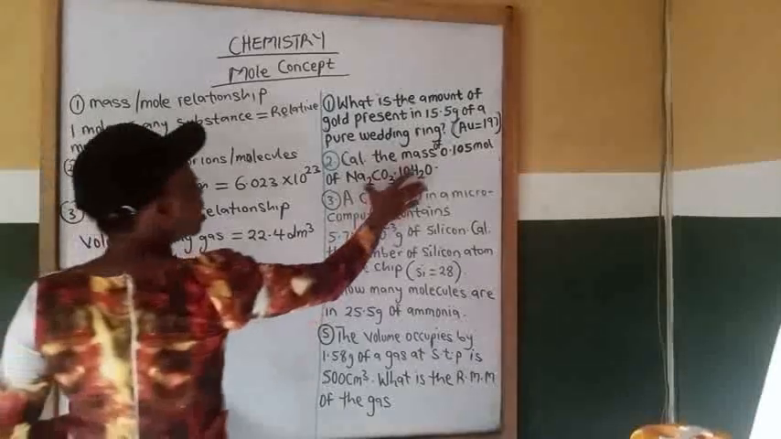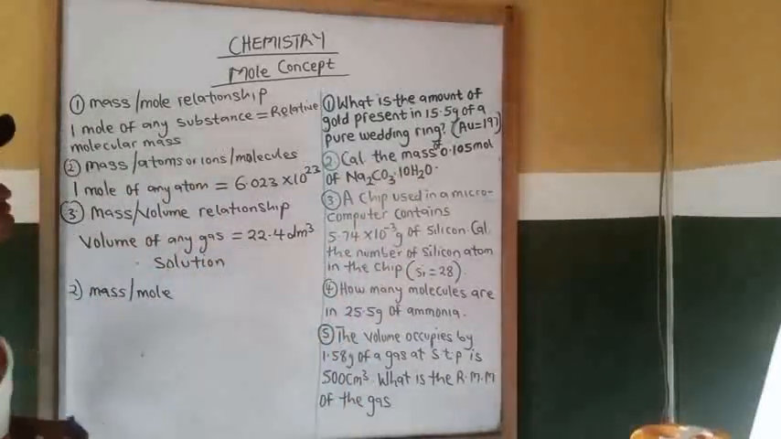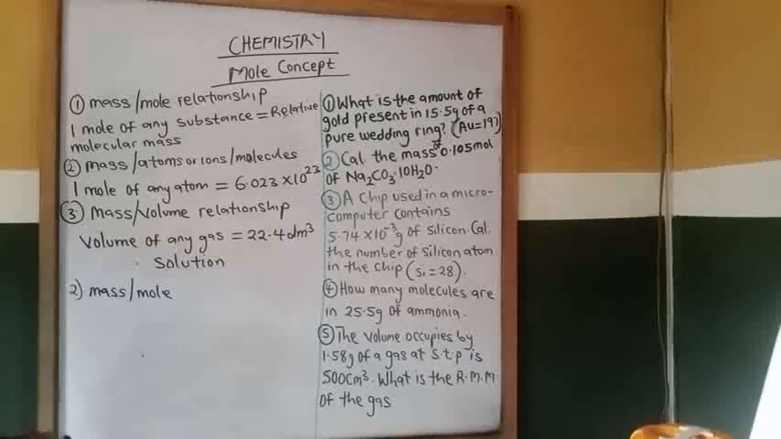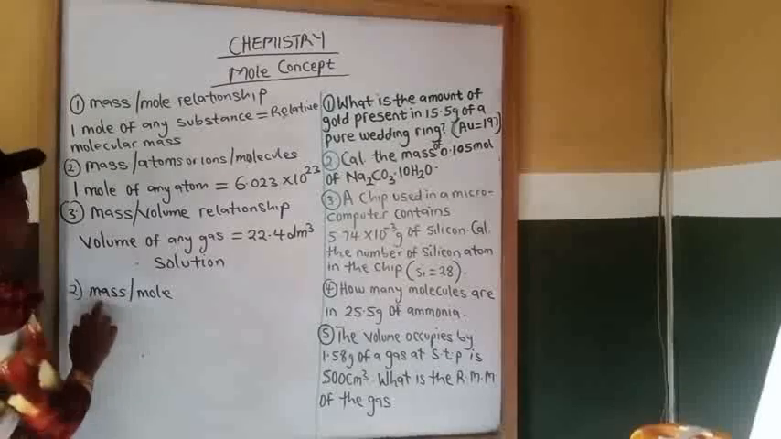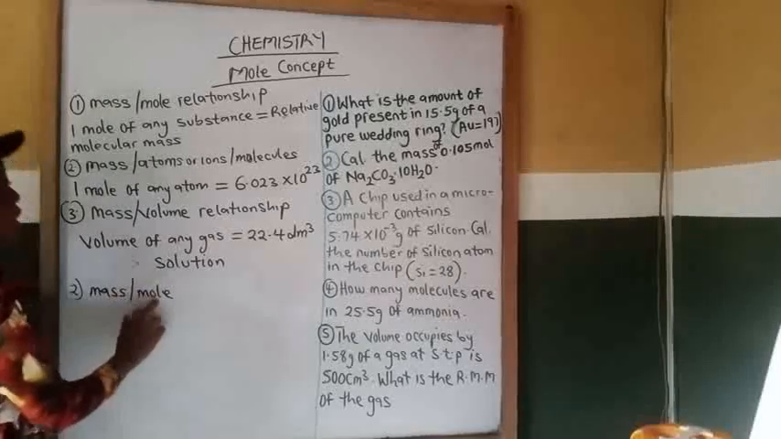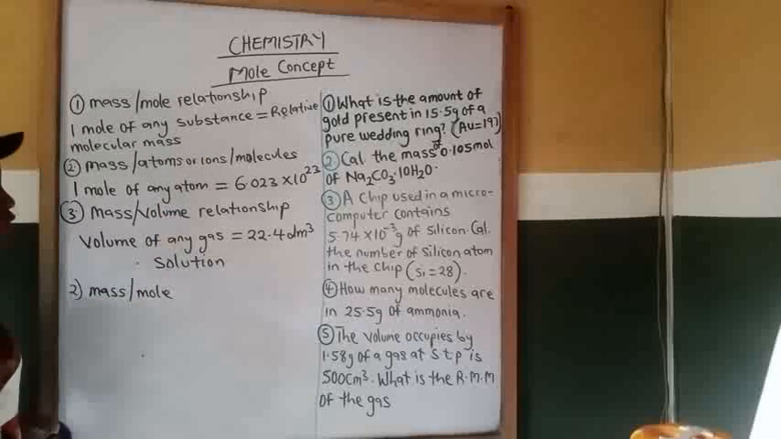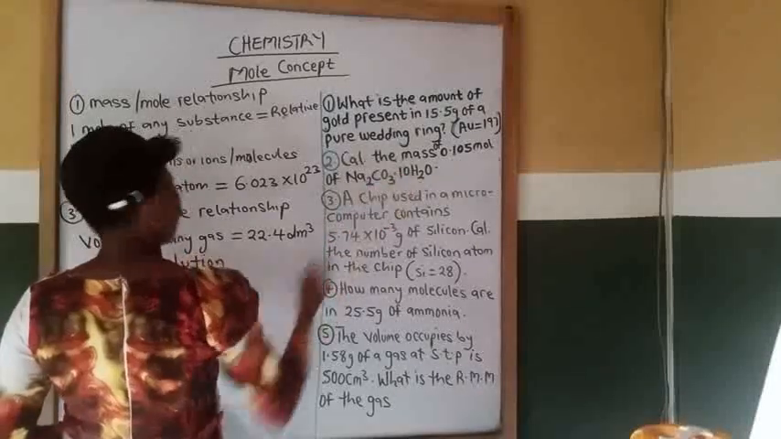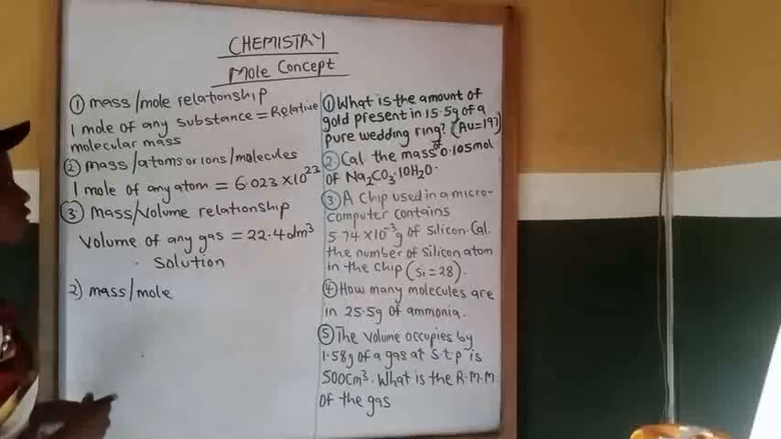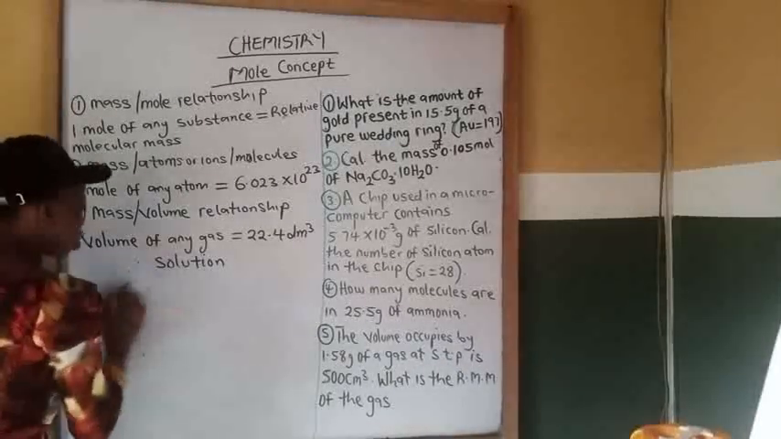So we are going to need the molar mass of this compound, because this is a compound. It is not an atom. It is not an element. So we are going to look for the molar mass of this compound. But this question is talking about mass and mole. So we use the mass-mole relationship to solve the question. So let's first look for the relative molecular mass of Na2CO3.10H2O.